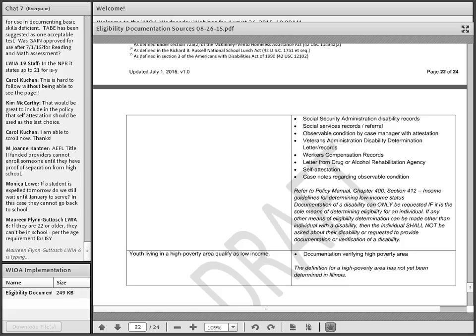And then of course, like I had mentioned earlier, foster child is an automatic low income qualifier, as well as homeless is an automatic low income qualifier. So that was a quick down and dirty on low income.